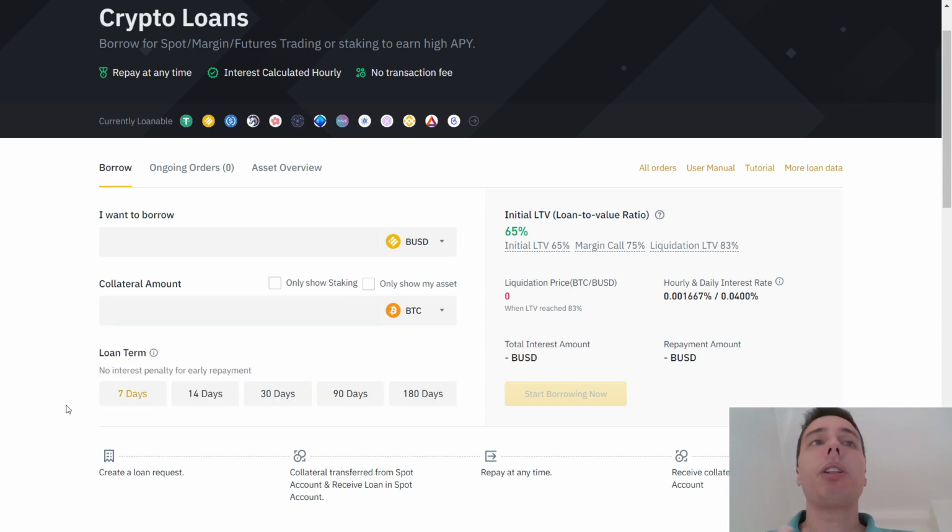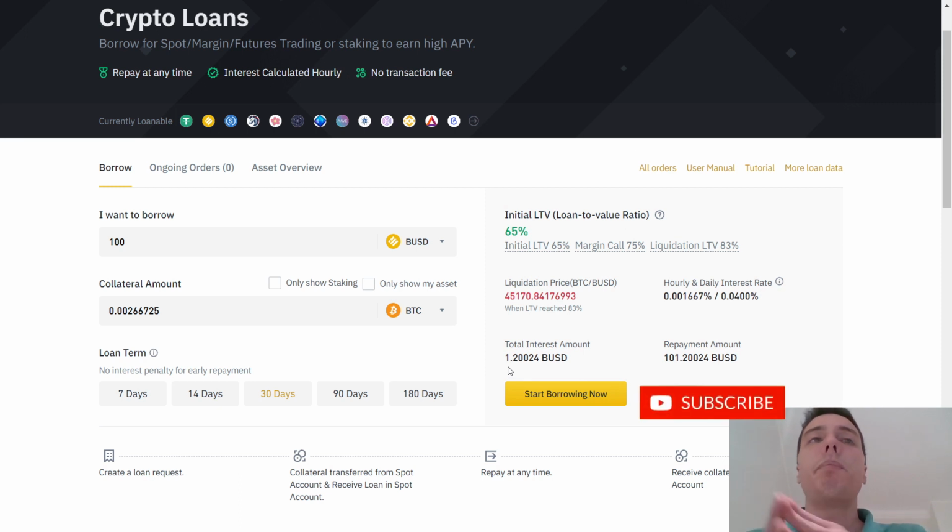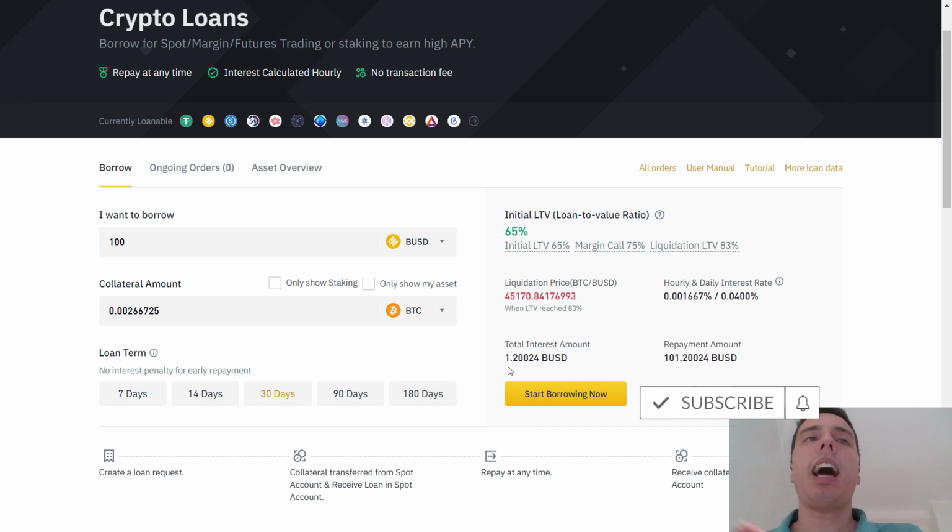So our collateral will be in Bitcoin and we want to borrow in BUSD. Here you can already see the hourly and daily interest rates, so 0.04% per day. And let's say here, let's put $100 BUSD so that we see how much is the interest. And I'm gonna leave it for 30 days in our example. So here we see that we would pay 1.2% per month on BUSD if we have Bitcoin as collateral.